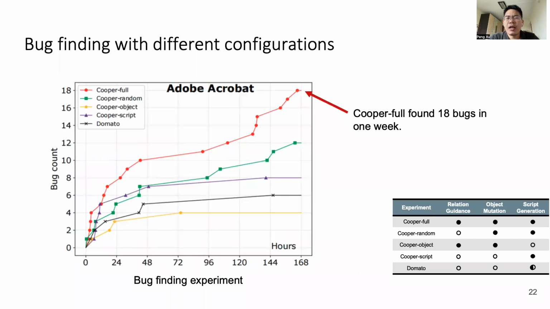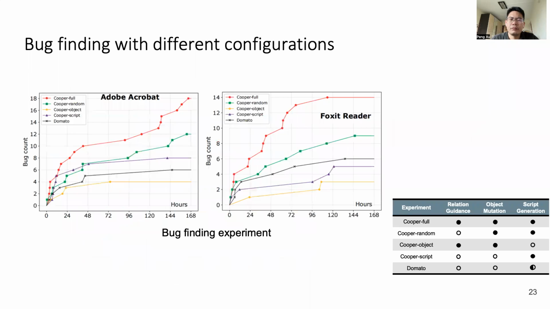We applied different configurations on Adobe Acrobat and recorded the bug finding history in 1 week. As we can see from this figure, Cooper 4 found 18 bugs in 1 week, which is the most among all configurations. This result proves our concept that cooperative mutation is essential to find bugs in binding code. We also do the experiments on FoxitReader. The result is similar to Adobe Acrobat. Cooper 4 always found the most bugs.